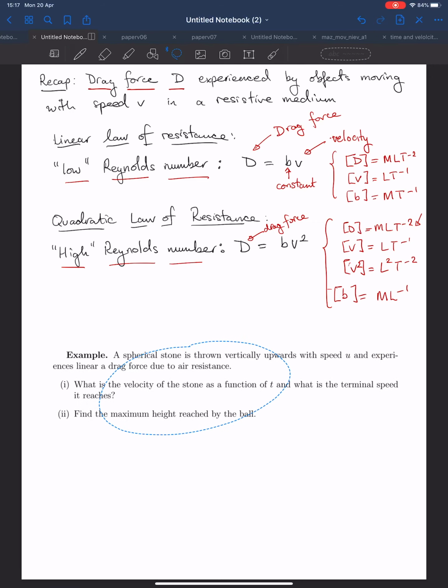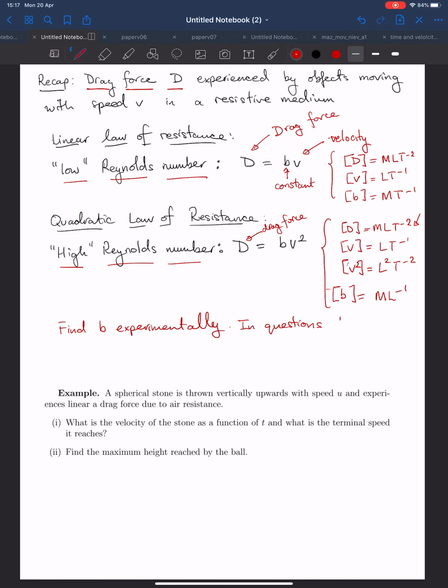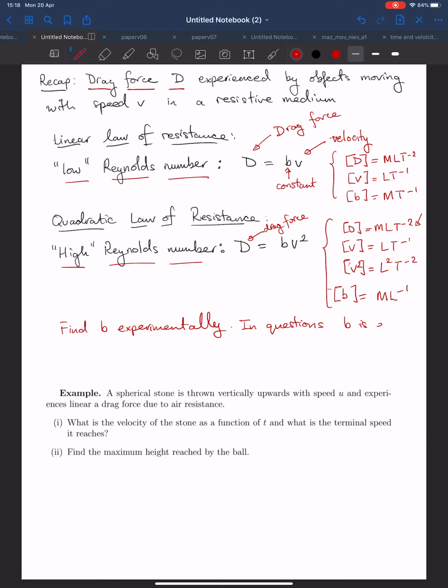Now, in both cases, you have no choice but to find B experimentally. And usually, in questions, B is either given or assumed to be known. Okay. The other thing is B is positive.